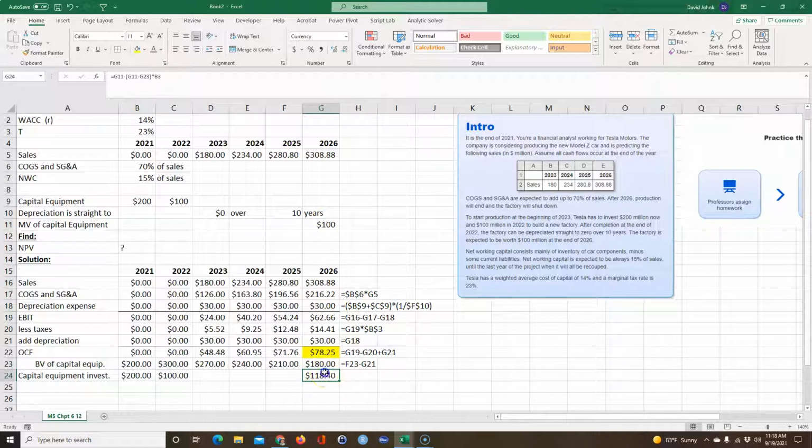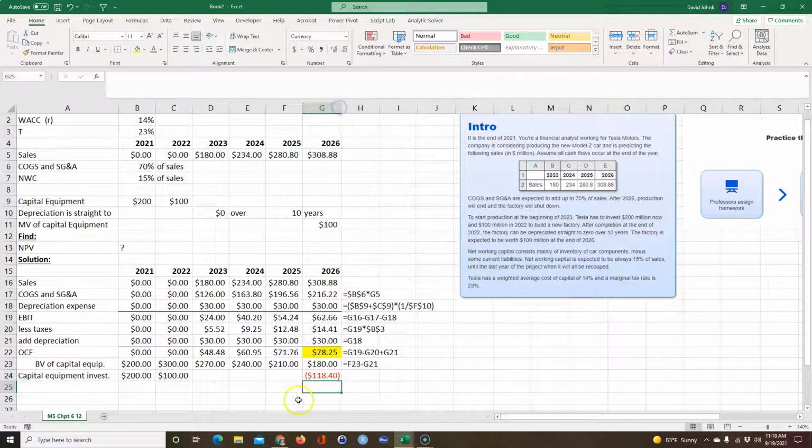But the only problem is this isn't an investment. This is the opposite of an investment. This is how much money we get, right? So it's not an investment. We're getting that money, so we have to make it a negative investment. So I'm going to put this as this, right? So that would be another problem, because this isn't actually an answer the book wants.